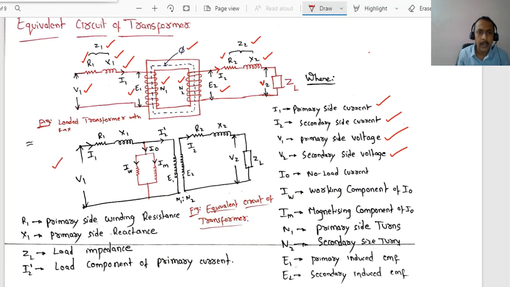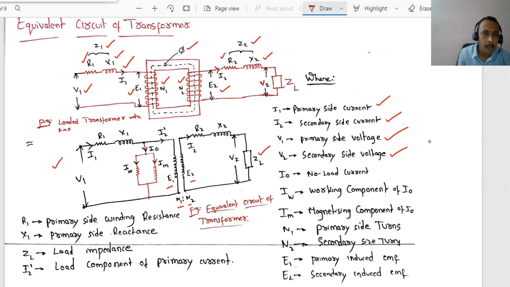Now instead of drawing like this, this indicates the equivalent circuit of the transformer. If you observe, this load ZL indicates the load impedance, and V2 voltage across the secondary side, and E1 induced EMF primary side, E2 induced EMF secondary side, N1, N2 number of turns.